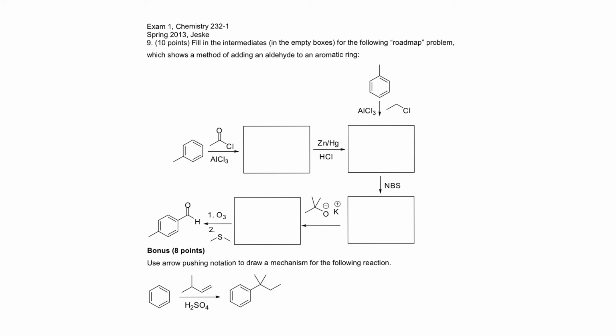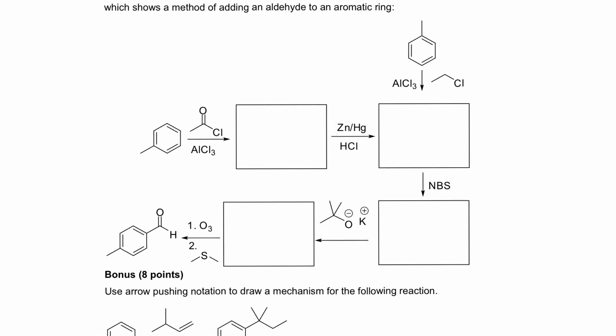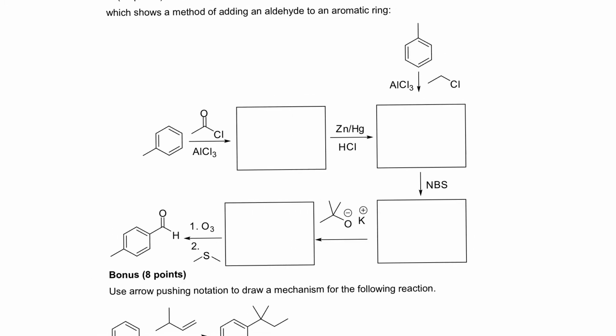Last question. Let's fill in the intermediates here for the following roadmap problem, and it's going to help us learn how to add an aldehyde to an aromatic ring. So let me zoom in a little bit here. The first step is toluene plus an acyl chloride and AlCl3. Toluene is an ortho-para director, and we know that the aldehyde group is added para to the methyl group, so we might as well add our ketone to the para position.